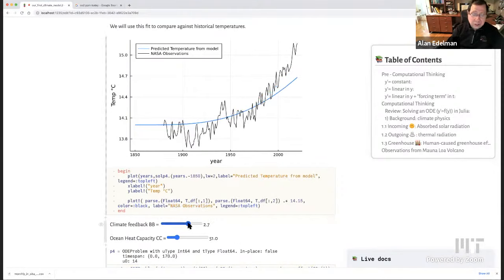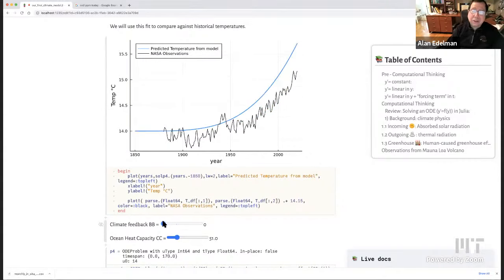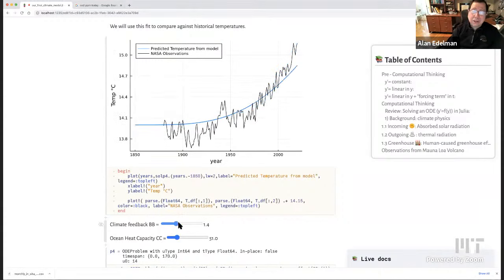So you can change, do you remember that B parameter, which is telling you to what extent the heat is reflecting back into space? And C was the effect of the oceans. And I pulled these numbers out of a hat. But what people really do is they fit data, some more complicated than this, but this is the sort of thing that people would do.